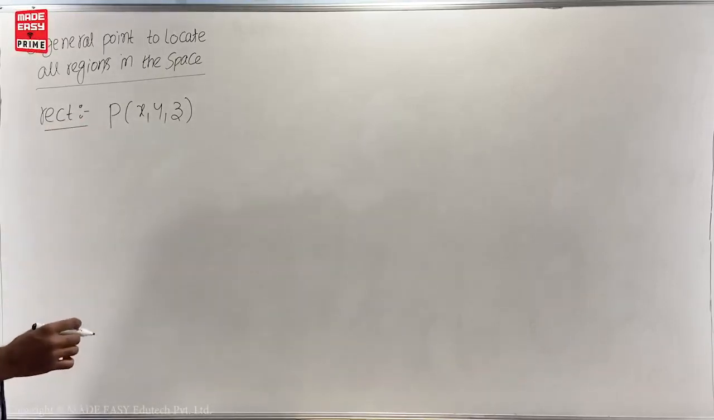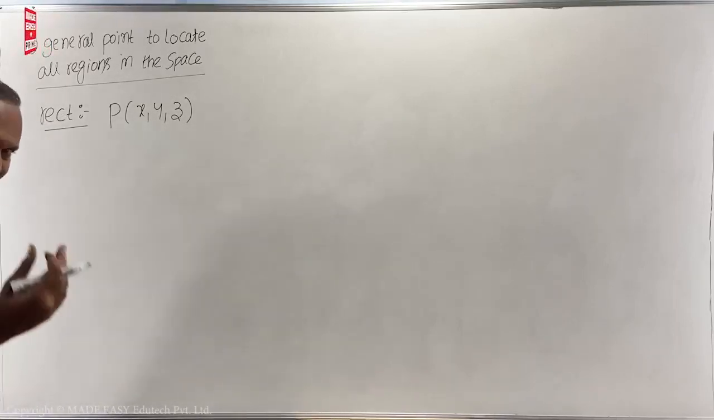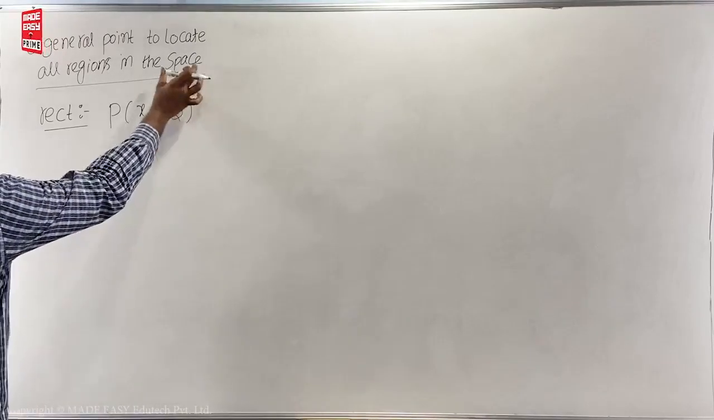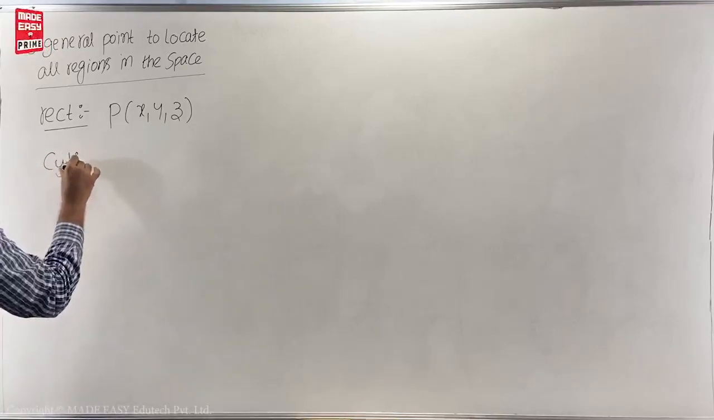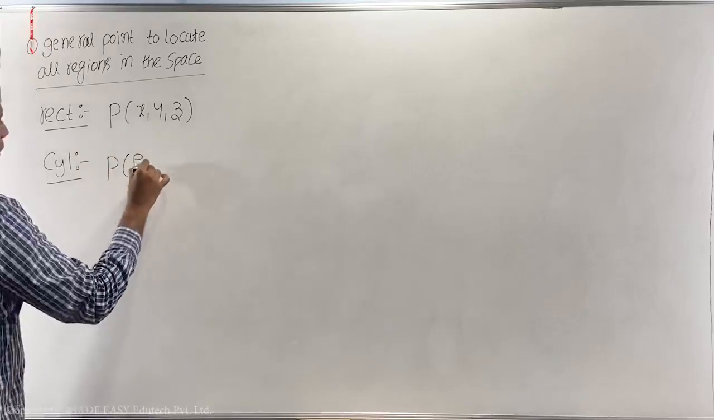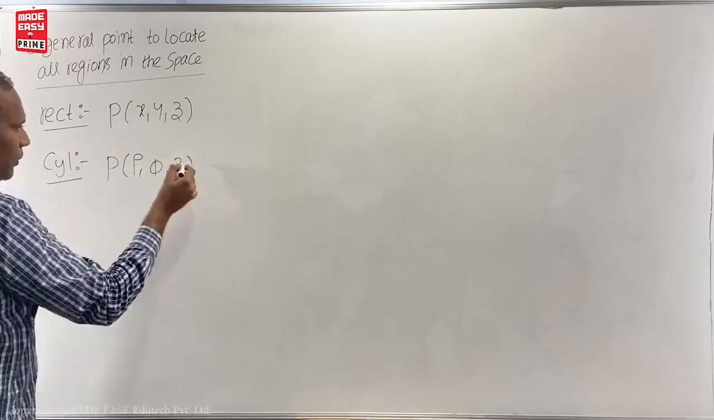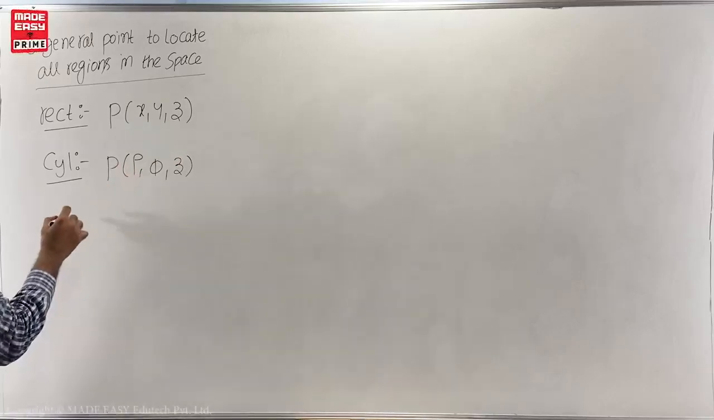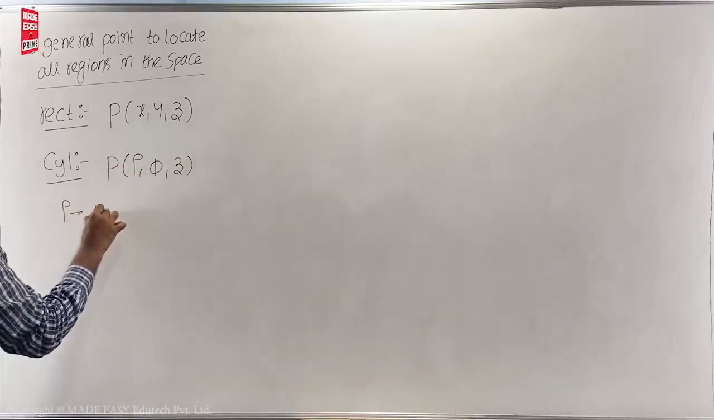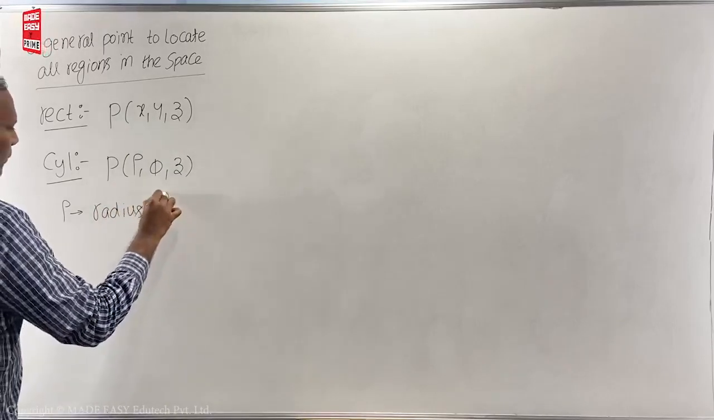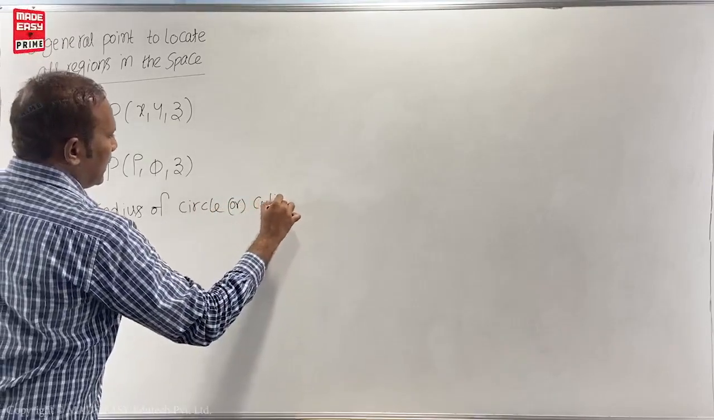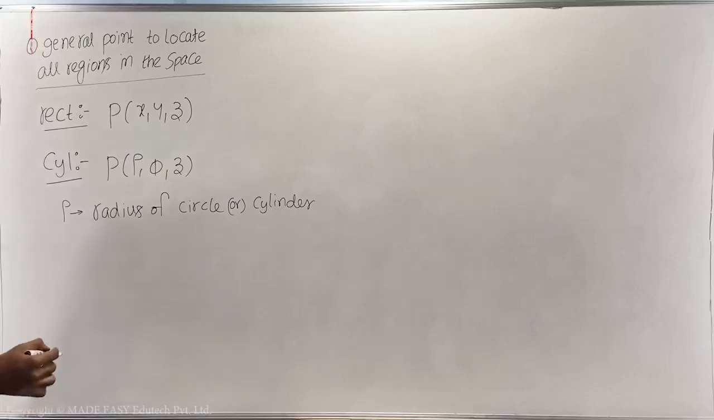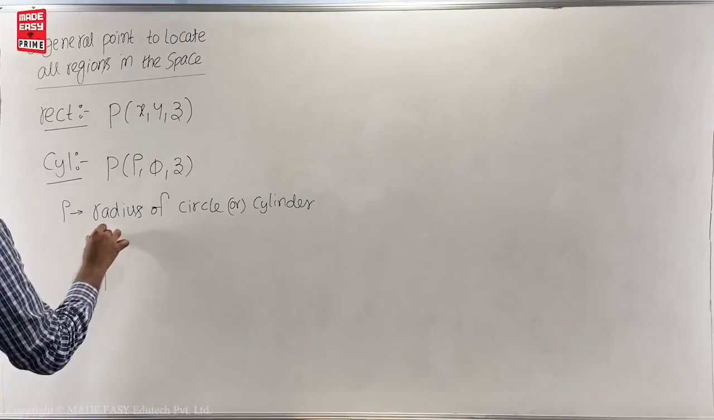Now what is the general point to locate all the regions, or all the locations in the universe or space, in the cylindrical system? In the cylindrical system, the general point is P(rho, phi, z). Already we have discussed the same thing. So now what is rho here? Rho is the radius of a circle or cylinder. For example, this is the z axis.